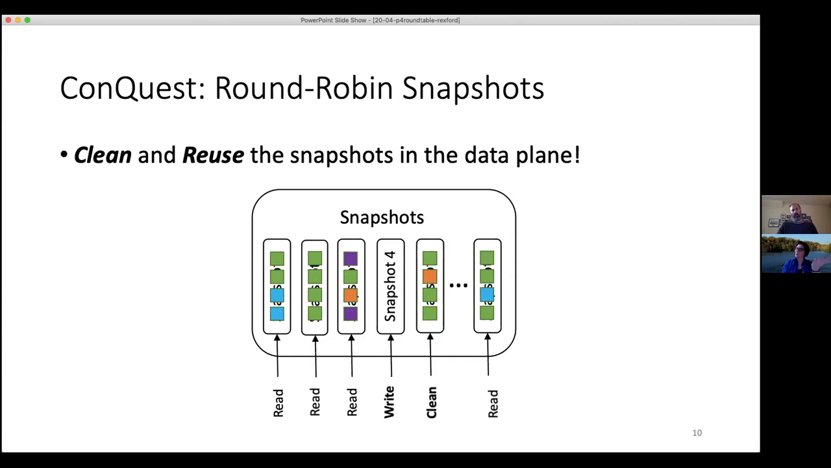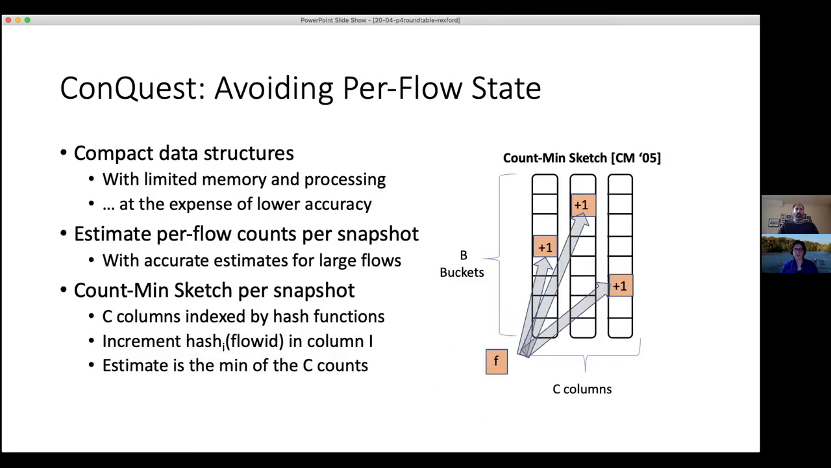One snapshot is being written based on the current time, and another is being cleaned up to be used in the next time interval, all happening automatically, purely in the data plane, without any controller intervention. Now, each of these snapshots could have to keep per-flow state, and that would be inefficient too. So instead, we use a compact data structure to represent the snapshot.